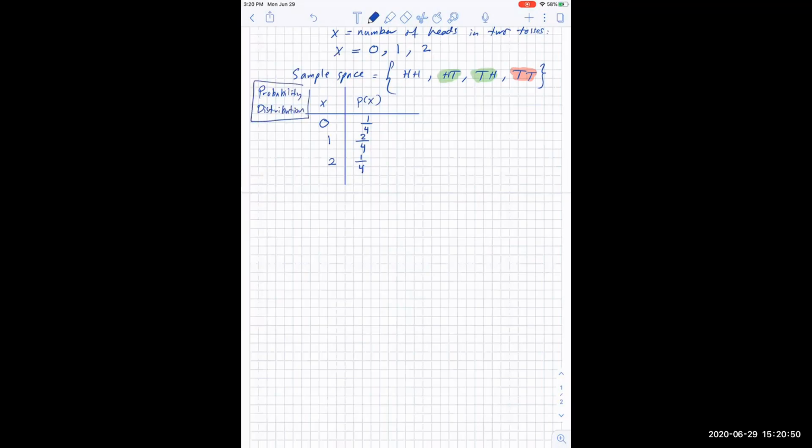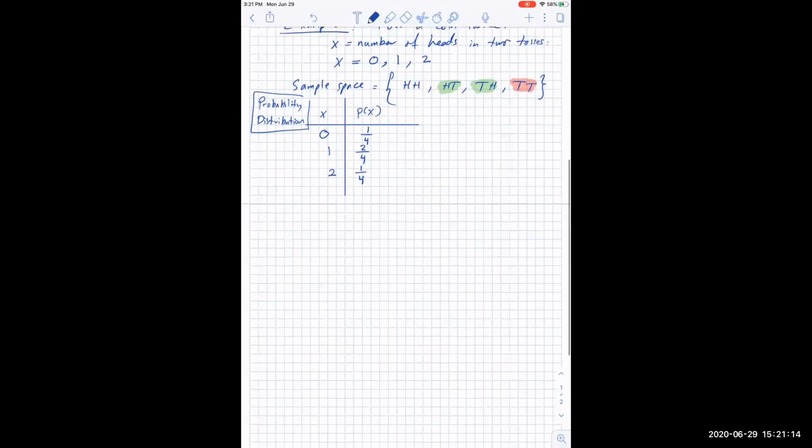A probability distribution: you list all the possible values of the variable and determine the probability of each value. Question from a student: can you explain the chart one more time? I'm confused how 0 represents 1/4 and so on.